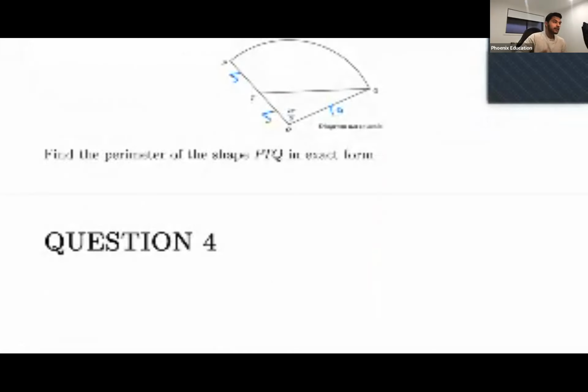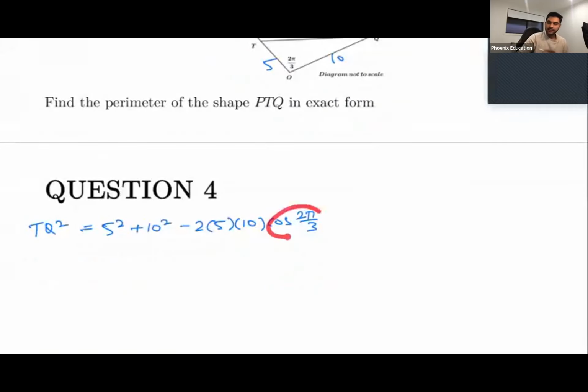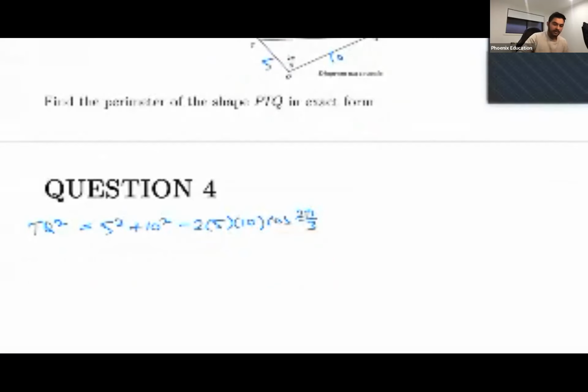Okay, so let's start by figuring out what TQ is. To figure out TQ, we need to use the cosine rule in this triangle here. So we have TQ squared is equal to 5 squared plus 10 squared minus 2 times 5 times 10, and then cos 2 pi on 3. Now, one thing is that this question asks us to provide the answer in the exact form. So you need to actually check to see if this will be anything that has an exact value. If you plug into the calculator, you'll see that it comes out as, I think, negative a half or something. But if it was, for example, square root 3 on 2, you'll need to work this out on its own and then simplify everything down.